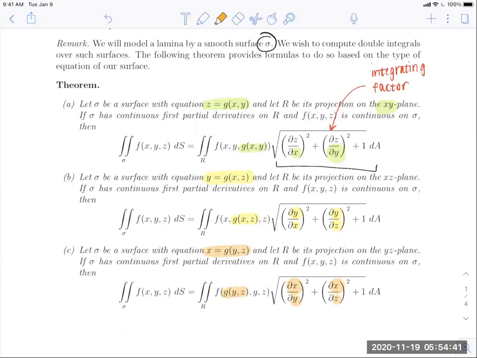It's the same setup, but make sure that you're identifying which situation you're in so that you set up your double integral appropriately. Now, if your surface isn't solved for one variable to begin with, you can choose which one of these you want to use. And sometimes a choice is better than another. So take a look at your function, see what's going to make your integration simpler, and just go from there.